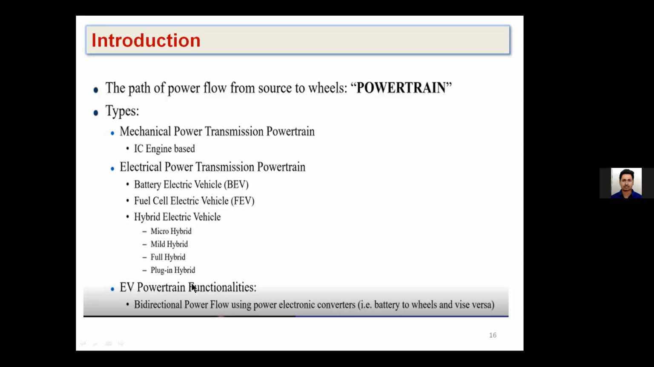So, EV powertrain functionalities. The basic thing is that here we require a bidirectional power flow, which is possible by using power electronic converters, which we'll see. Why there is a necessity for this bidirectional power flow, we'll come to know.